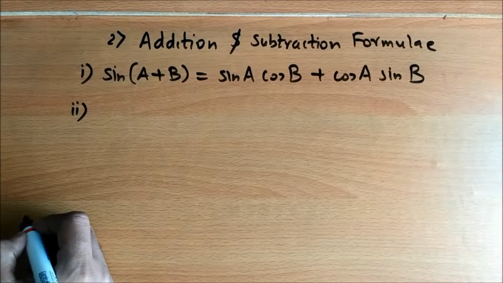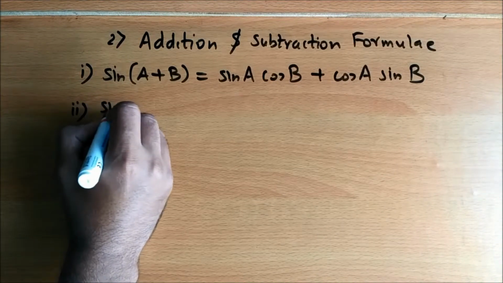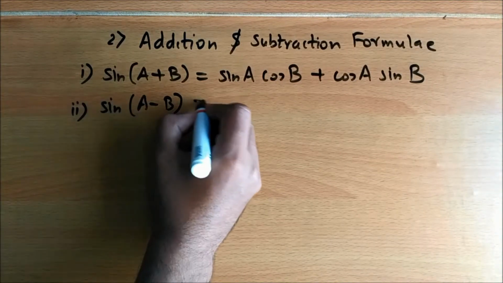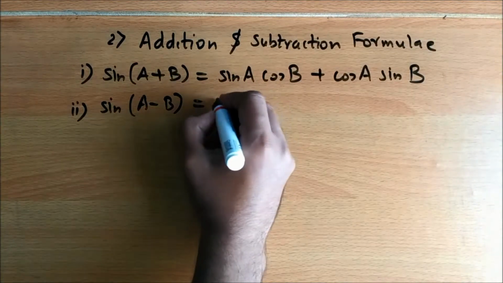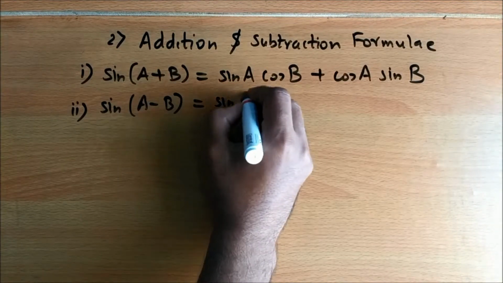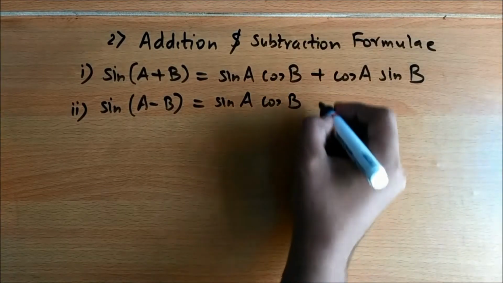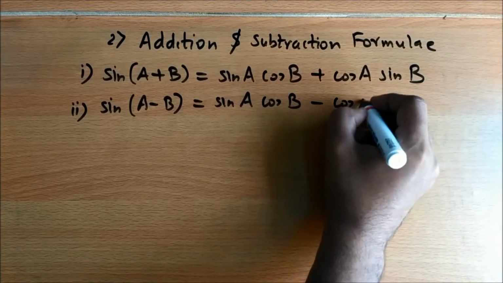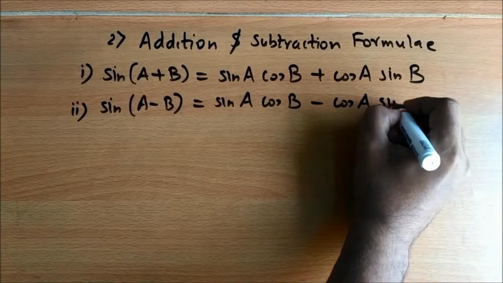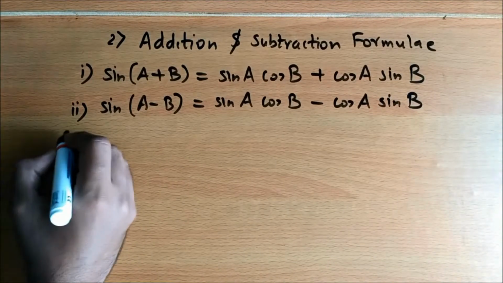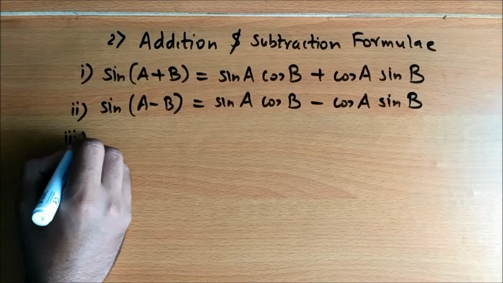Next would be again the sine ratio, sine of A minus B. Now as I said, opposite ratios, same sign. So repeat, sine A cos B, same sign, minus cos A sine B. Perfect. Let's move to the third one now.